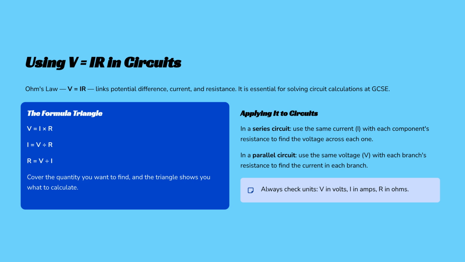Ohm's law, V equals IR, is your best tool for circuit calculations. You can use the formula triangle to find voltage, current, or resistance. In series, use the common current. In parallel, use the common voltage to find your missing values.